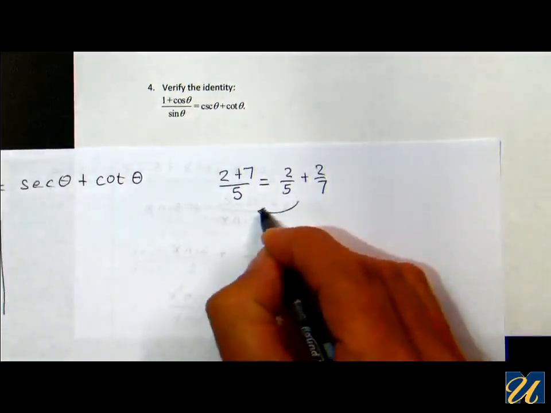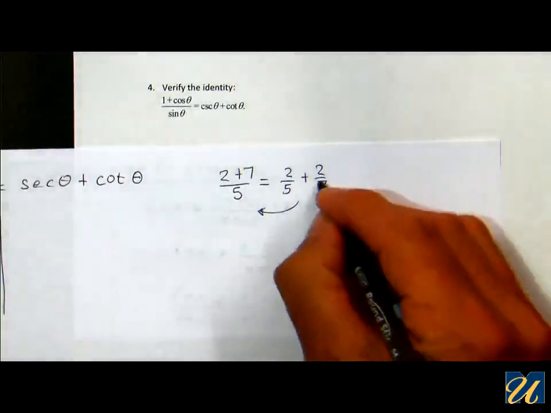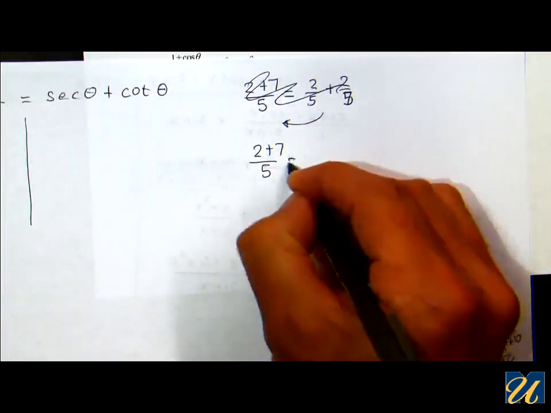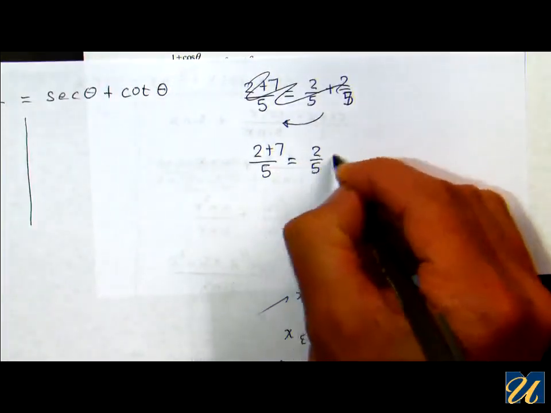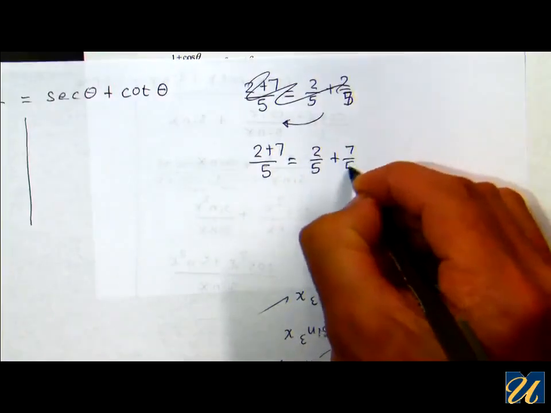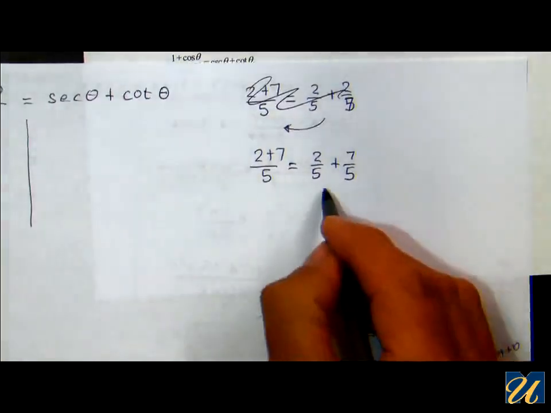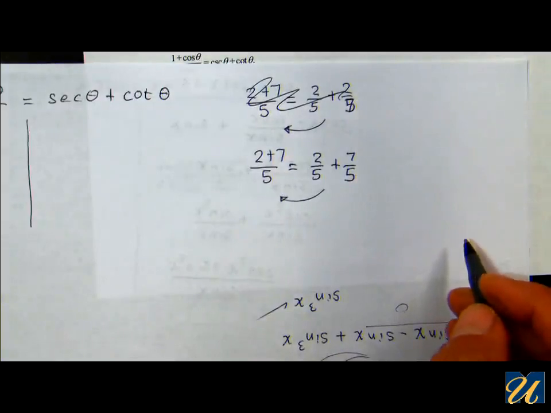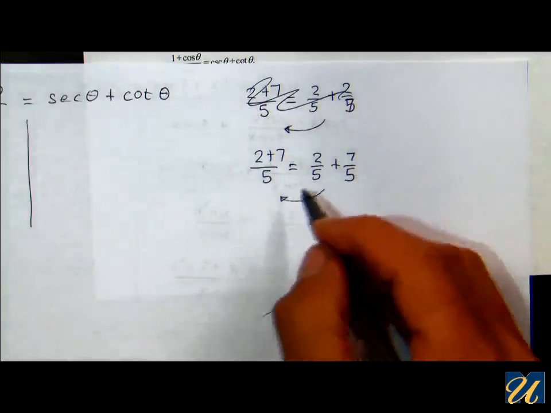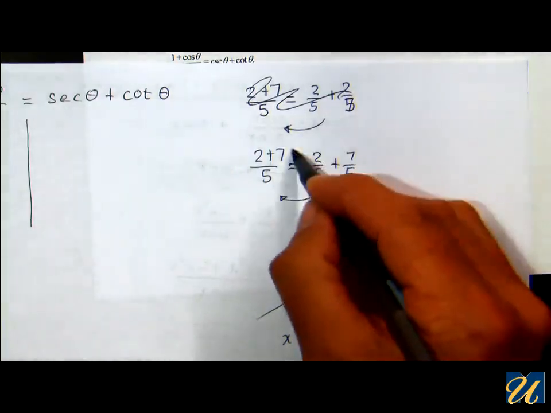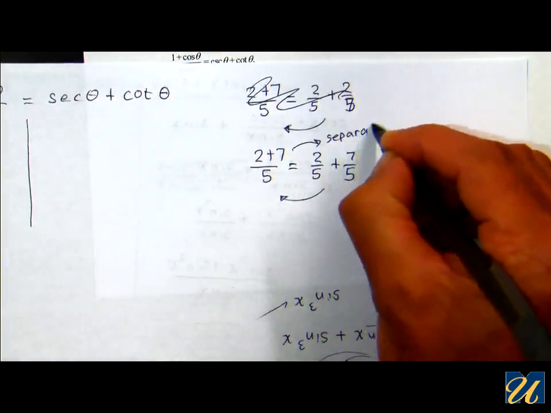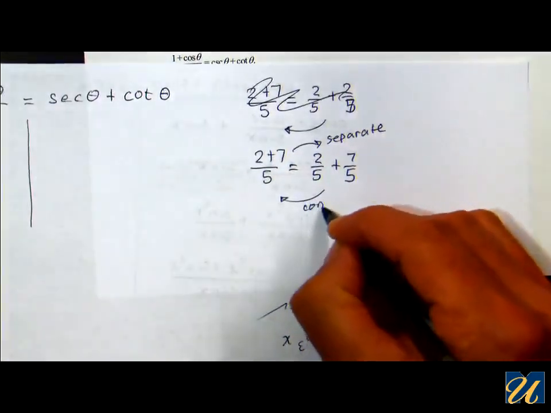Normally you think this way. I'm sorry, that's a 5 right there. Whoops. Let's do that again. 2 plus 7 over 5 is 2 over 5 plus 7 over 5. Okay. Normally you think this way, which is common denominator added together. But what goes one way also can go the other direction. And then this way is to separate. So this is separate, and this is combine.